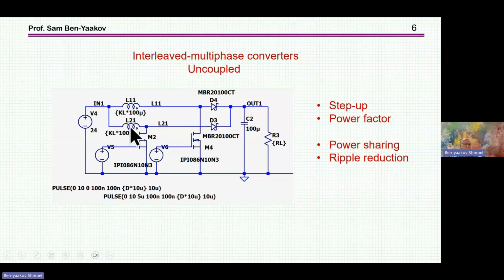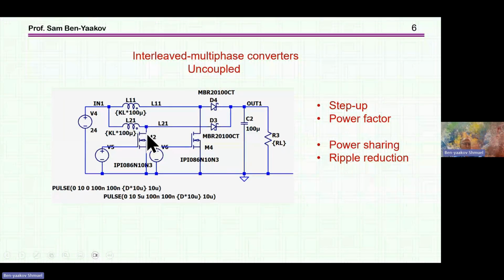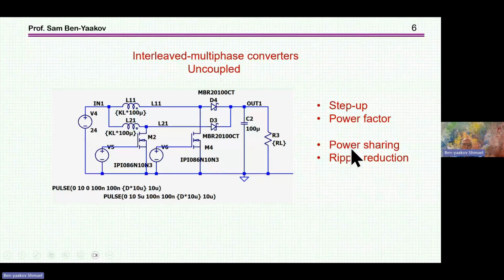Now, why would we like to have two inductors, two transistors? Well, first of all, the issue of power sharing. If the power is high, you would not like to have one inductor, one transistor. You rather distribute the power among various inductors. It also helps to dissipate the power, or gives better thermal conduction.